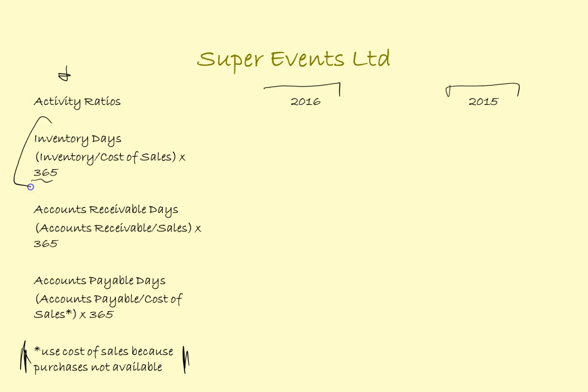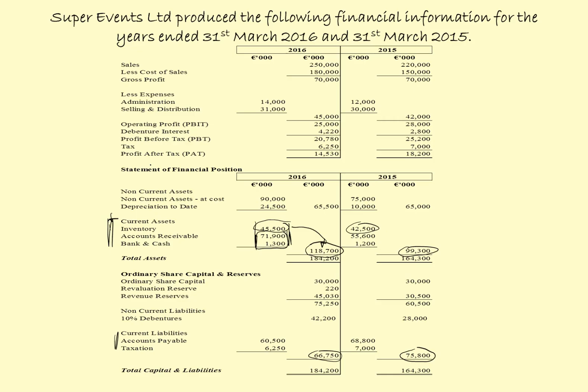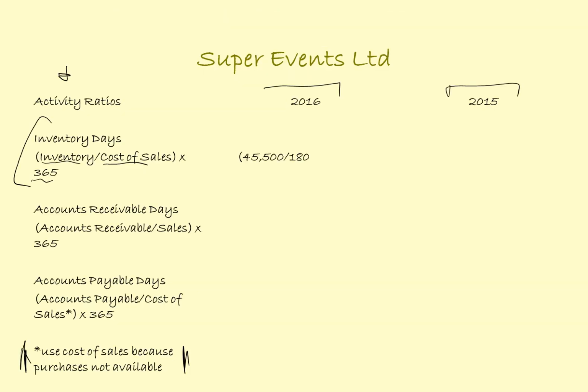So, doing the first one, inventory. I need my inventory and I need my cost of sales. Back to my question. I know I'll find the inventory under current assets, 45,500. And my cost of sales is up here, sales less the cost of sales, so it's that figure there. It's the 180,000. So I'll pop that in there. 45,500 divided by 180,000 multiplied by 365 gives me 92 days. So there's approximately 92 days of inventory sitting on the shelves.